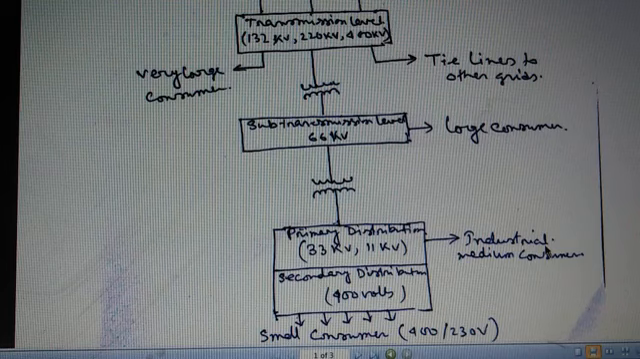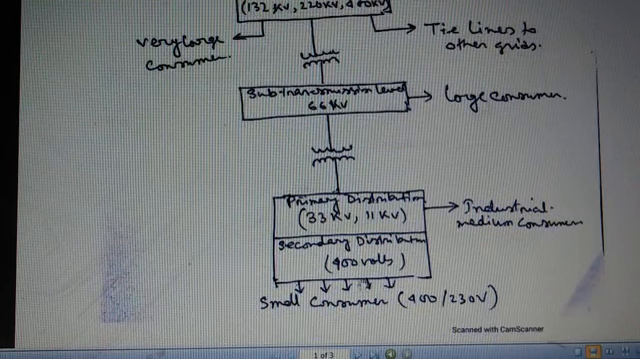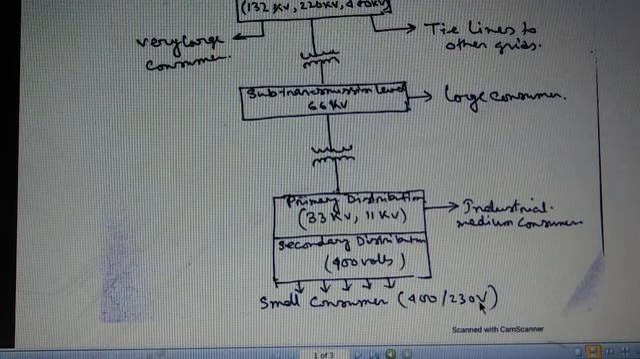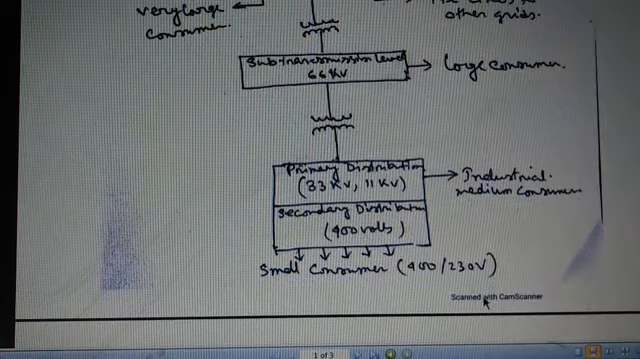Now the secondary distribution system: here the voltage is 400 volt, and this is connected with the small consumers, like 3-phase supply and single-phase supply. In the case of 3-phase supply, the voltage is approximately 415 volt, and in the case of single-phase supply, the voltage is 230 volt in our country.